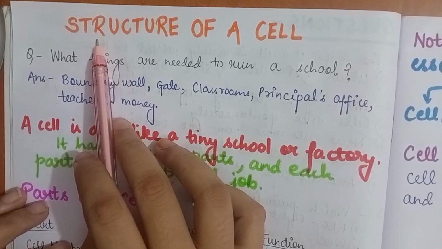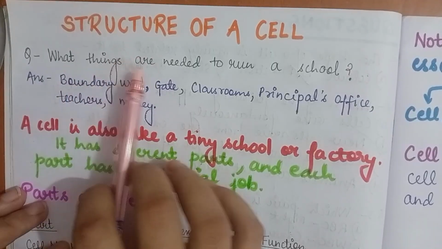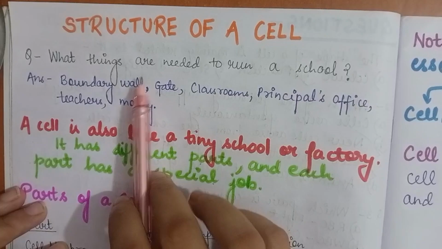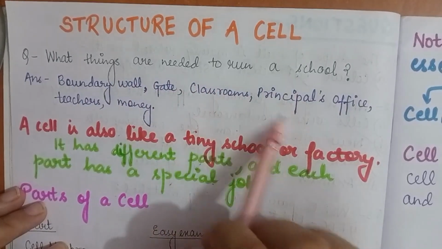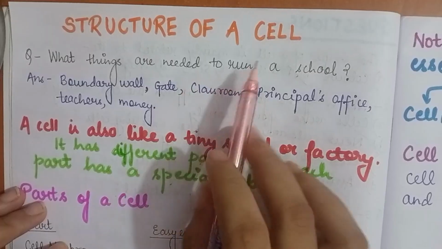Okay, let's study our topic, structure of a cell. So if I ask this question, what things are needed to run a school? Probably you will say boundary walls, gate, classroom, principal office, teachers, money. All these things are needed to run a school.